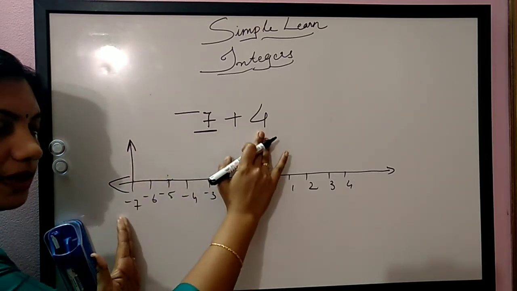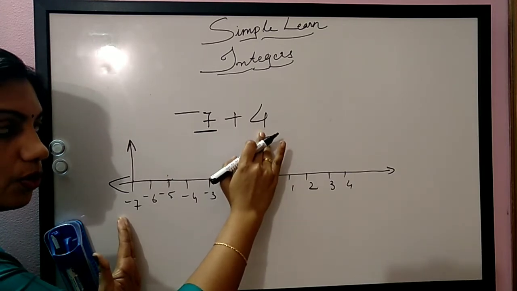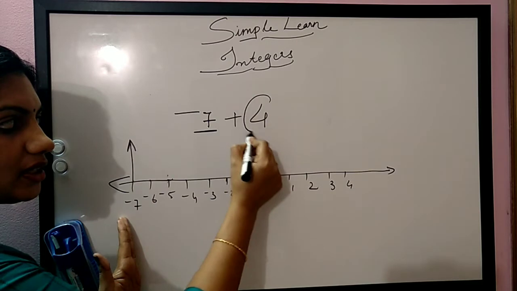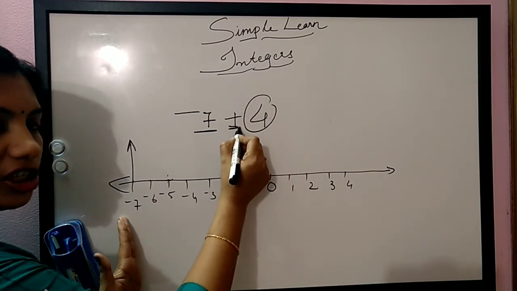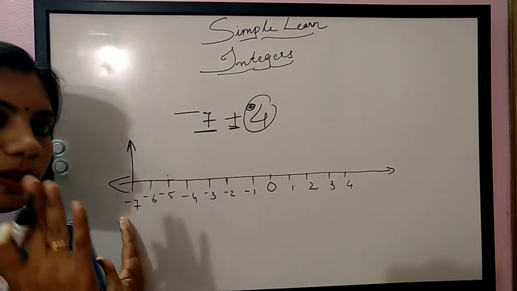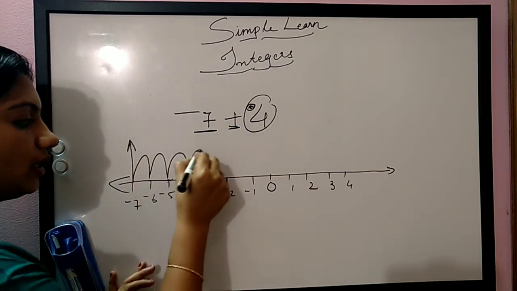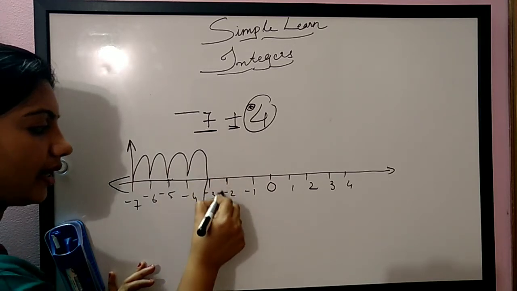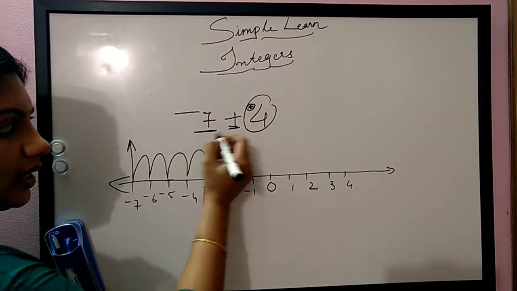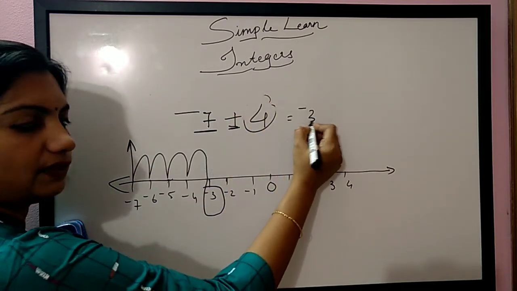Now, how many steps do I have to go? I have to go 4 steps to the right. Here it is addition. Here I don't have a negative sign. So I should go 4 steps to the right. I will be going 1, 2, 3, 4. And I am at negative 3. So negative 7 plus 4 is equal to negative 3.